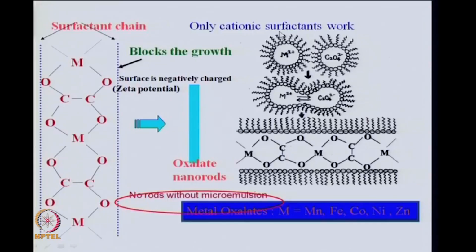If you do not use surfactants, that means if you do not use microemulsion, then you will not get rods, and this is, you can take any type of metal like iron, nickel, cobalt, zinc, manganese, all of them form metal oxalates, and they form rod like structures because of this positive or cationic surfactants which make them aligned along these two sides and allow for growth of the rod along one dimension.